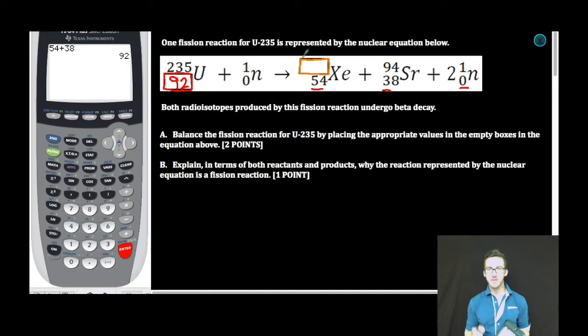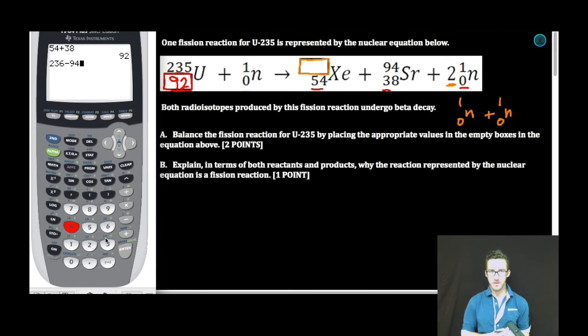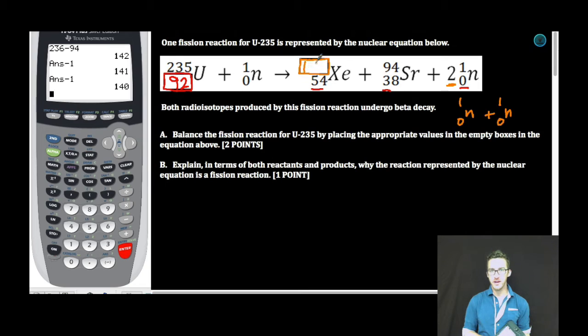All right, let's hit this box. Same thing applies, except now we're focused on the numbers at the top. On the left-hand side of the equation, 235 plus 1, I don't even need a calculator for this, it's 236. On the right-hand side of the equation, be careful. We have 94, but then we have 2 of these neutrons. It's basically like saying this. So, our total, 236, minus our 94, minus 1, minus 1 again, gives me 140 as the mass of this isotope of xenon. Boom! 2 easy points right there.